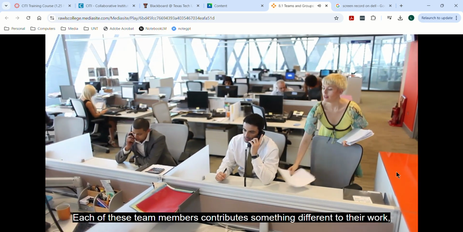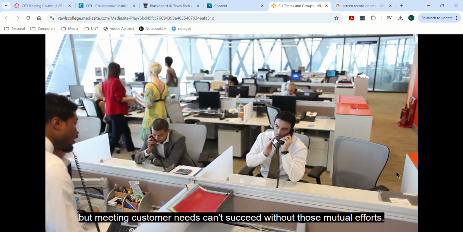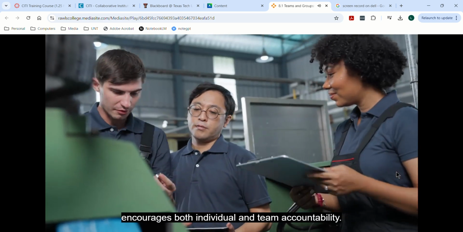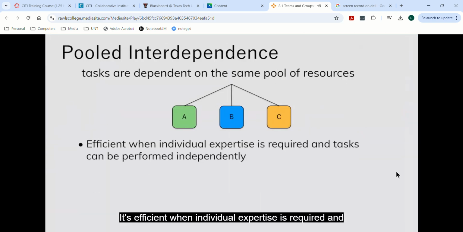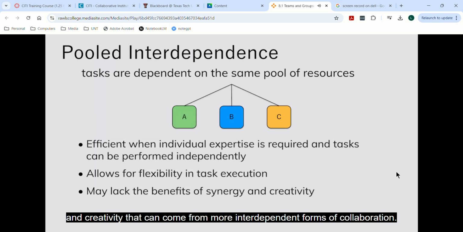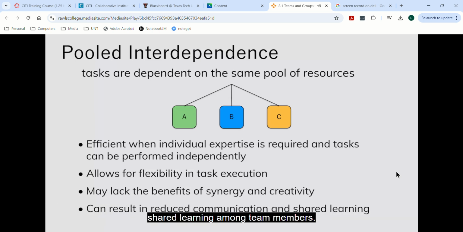Each of these team members contributes something different to their work, but meeting customer needs can't succeed without those mutual efforts. This method is common in service industries, technology, industrial and manufacturing environments, and encourages both individual and team accountability. It's efficient when individual expertise is required and tasks can be performed independently. It allows for flexibility in task execution, but the downside of pooled interdependence is that it may lack the benefits of synergy and creativity that can come from more interdependent forms of collaboration. It can also result in reduced communication and shared learning among team members.